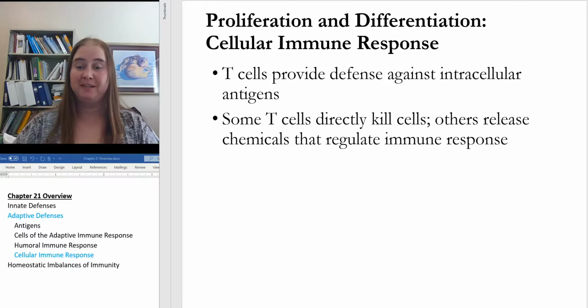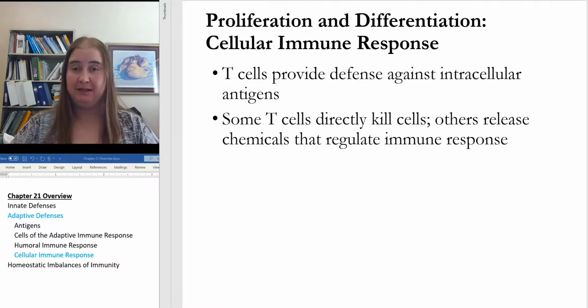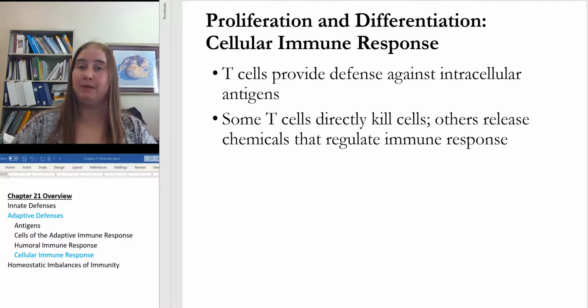Okay, so we've gone through our B cell proliferation and differentiation. So we know that the B cell becomes activated. It binds to the antigen and internalizes that antigen through an endocytosis process. It differentiates into our B effector cell, which is our plasma cell, as well as our memory cell. And that plasma cell will release antibodies, and we know now what those antibodies will do.